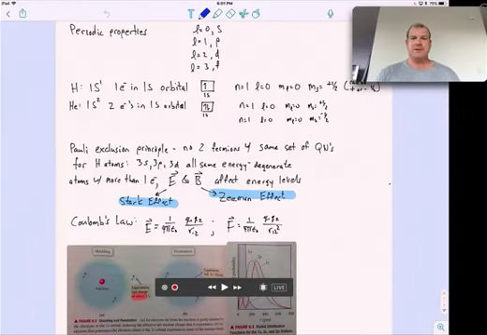Hello, we're in Chapter 8 now, dealing with periodic properties. We just went through and talked about the quantum mechanical model of the atom. Now we're going to apply that model to some things about the periodic table.